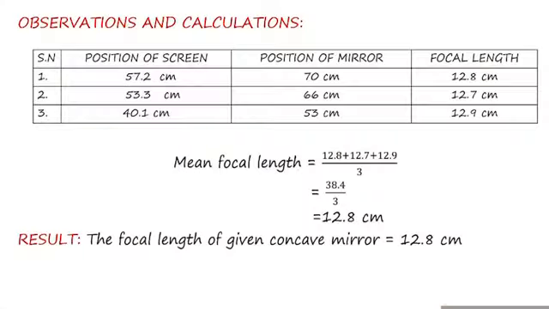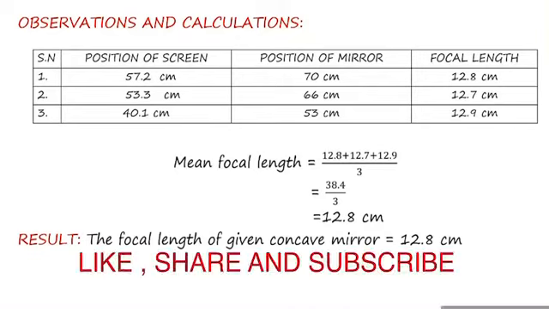Observations and calculations. After doing the experiment, this plays an important role. We have to write down in a table the readings: position of the screen, position of the mirror. Here you can see the position of the screen is 57.2 in the experiment, and the position of the mirror is 70. When we subtract, we get a focal length of 12.8 centimeter. This way we get the second reading, then the third reading. Then we find the mean, which gives us 12.8. So we get the focal length of the given concave mirror, that is 12.8 centimeter.